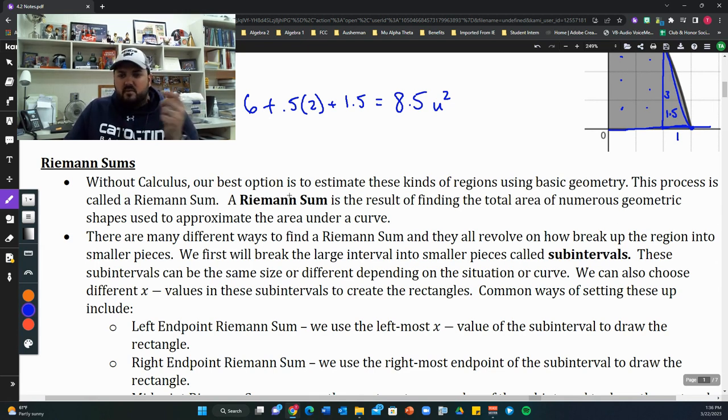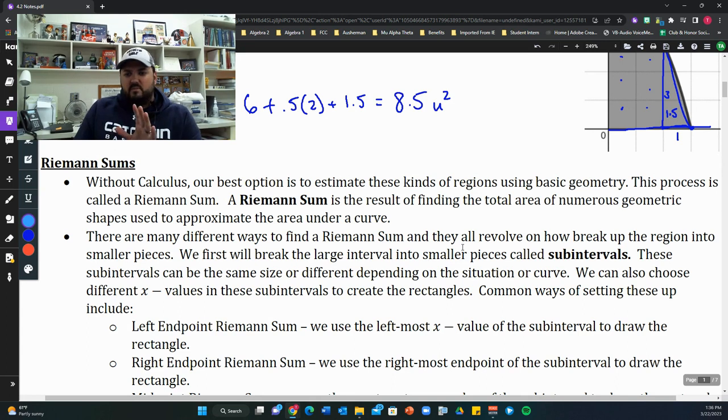So there's many different ways, but they all revolve around breaking up the region into smaller pieces. So we first will break the large interval into smaller pieces called subintervals. So the first example there, we said that we were looking at the region created by the curve on the interval from 0 to 3. So to make this an efficient process and to make it as accurate as possible, what we're going to do is we're going to take that interval and break it up into subintervals, so smaller chunks. And then we're going to look and see what kind of shapes can be made within each of those subintervals.